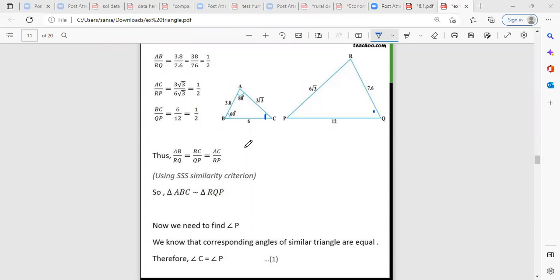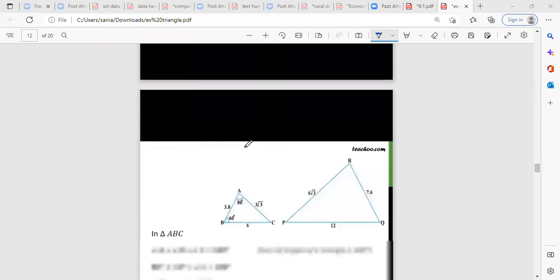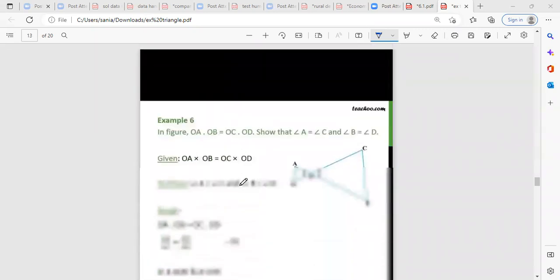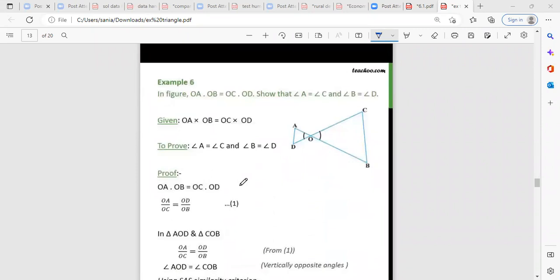Okay, so what was your C? Angle P is equal to 40 degrees. So I hope you wrote it like this only. In brackets you have to mention the angle sum property, or sum of angles is this. Okay. So let's just start with the next one.